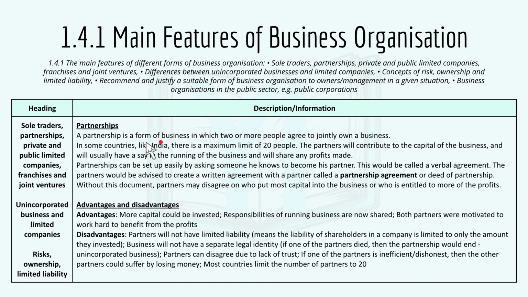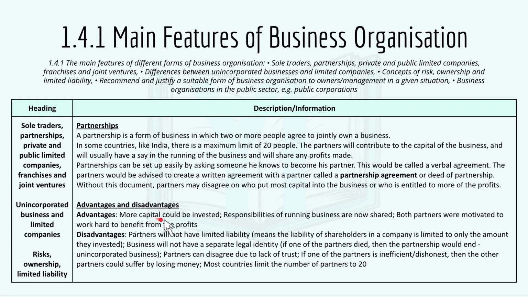Then we have partnerships. A partnership is a form of business in which 2 or more people agree to jointly own a business. In some countries, like India, there's a maximum limit of 20 people, and partnerships can be set up easily by asking someone to become your partner. This is called a verbal agreement. The partners will be advised to create a written agreement called the partnership agreement or deed of partnership. Without this document, the partners may disagree on who put the most capital into the business or who is entitled to more of the profits.